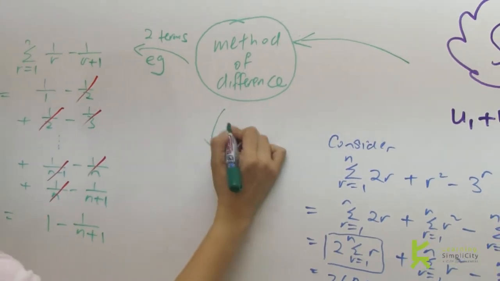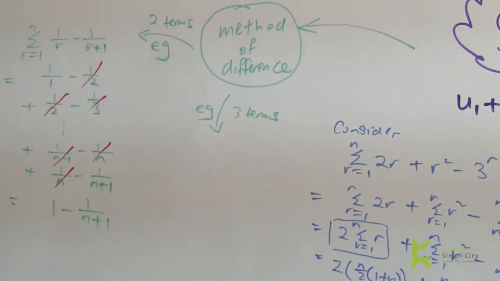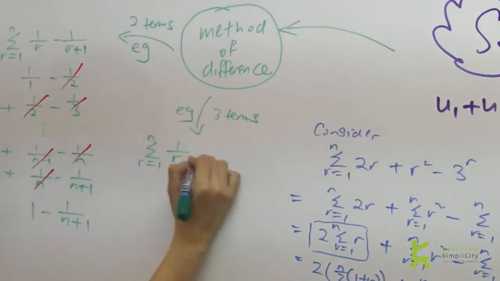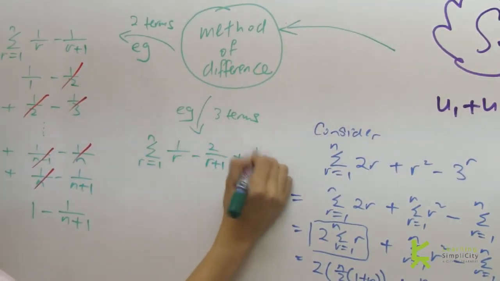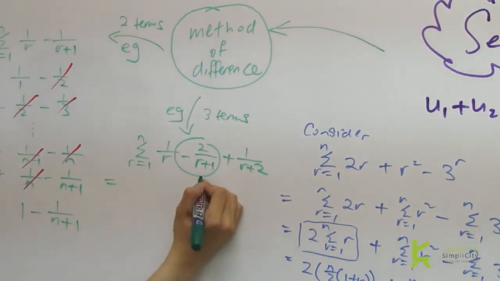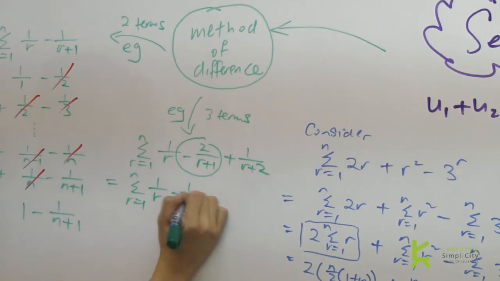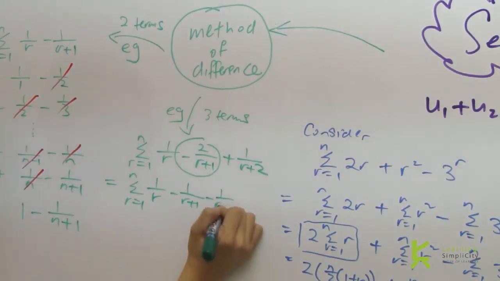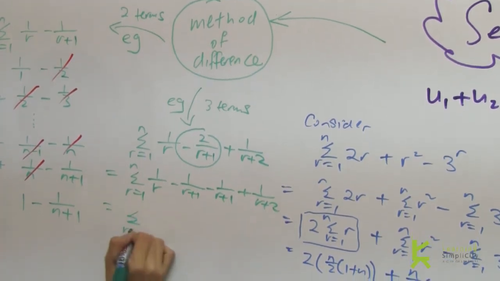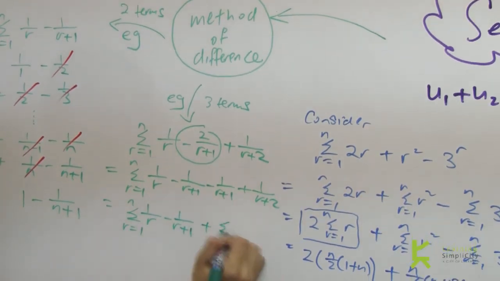What happens if you have three terms? There's a simple way to break up the three terms into two sets of method of difference. Let's consider this example. You know that the middle term can be split up into two different terms as such. With that, I can basically form two methods of difference in the following manner.